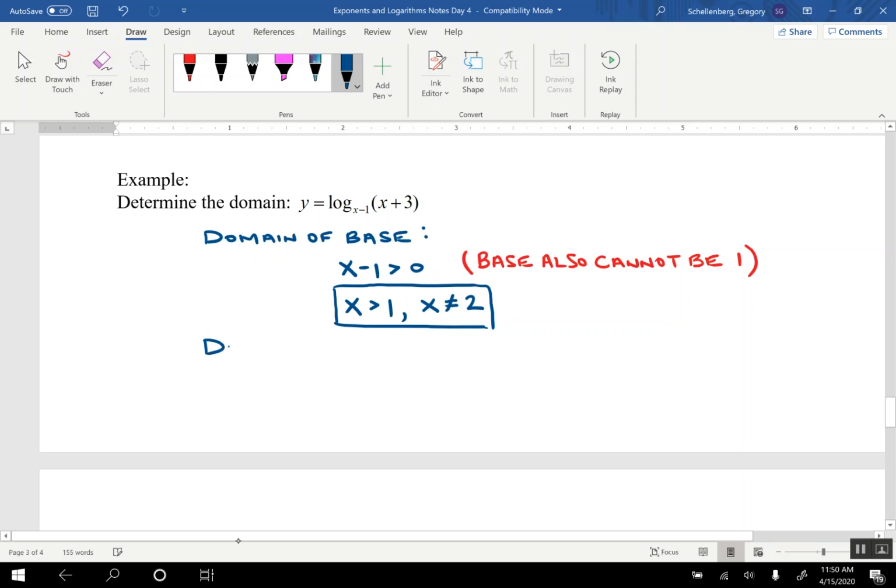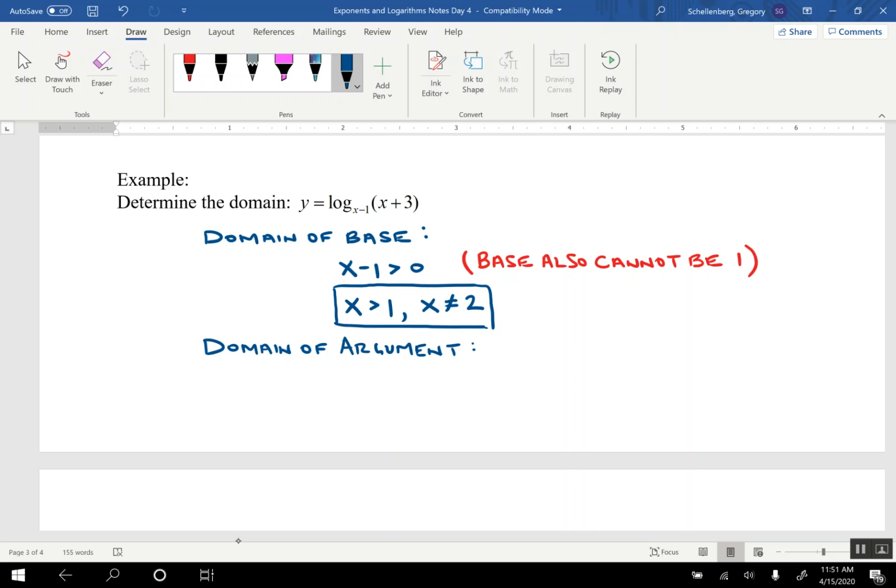Okay, so the domain of the argument. Okay, so the restrictions on our argument, it's not so much that they are restrictions, it's that if we're following the restrictions on the base, these are the arguments that would be impossible to come up with. And so what would happen is it would be impossible to come up with a negative argument.